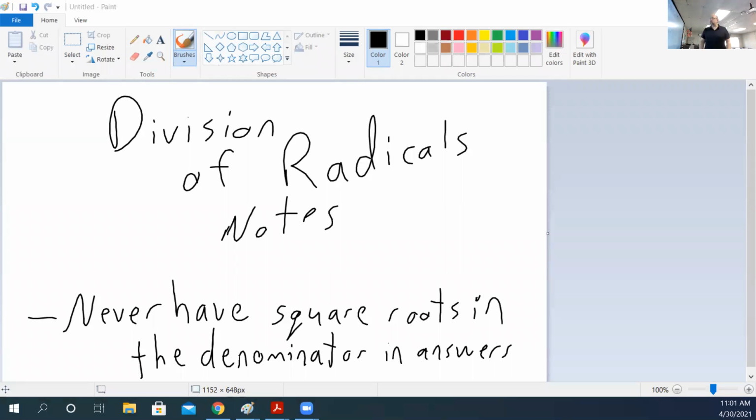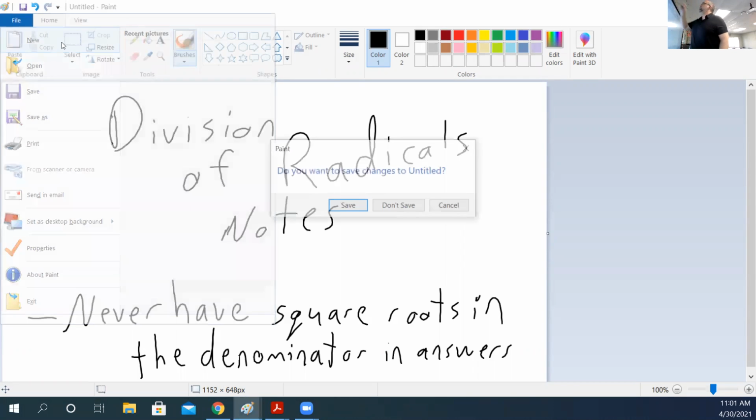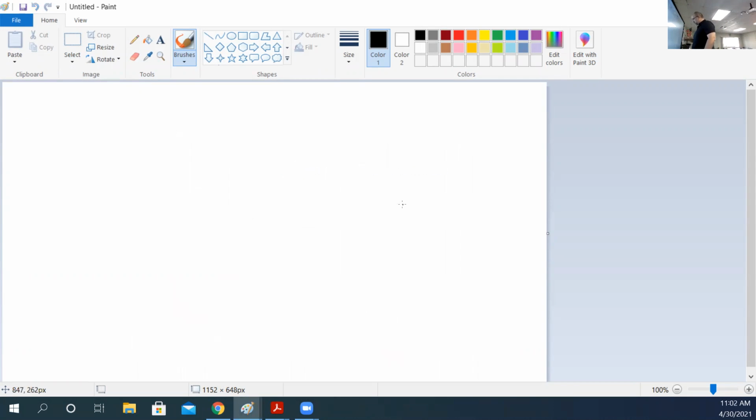Welcome to our next video, division of radicals notes. So the big thing about that aspect is you never want to have square roots in your denominator for answers. So the first thing we're going to be doing with these is getting rid of those denominator square roots. So look at that, 5 root 2 over root 5. Okay, so that's what we do.